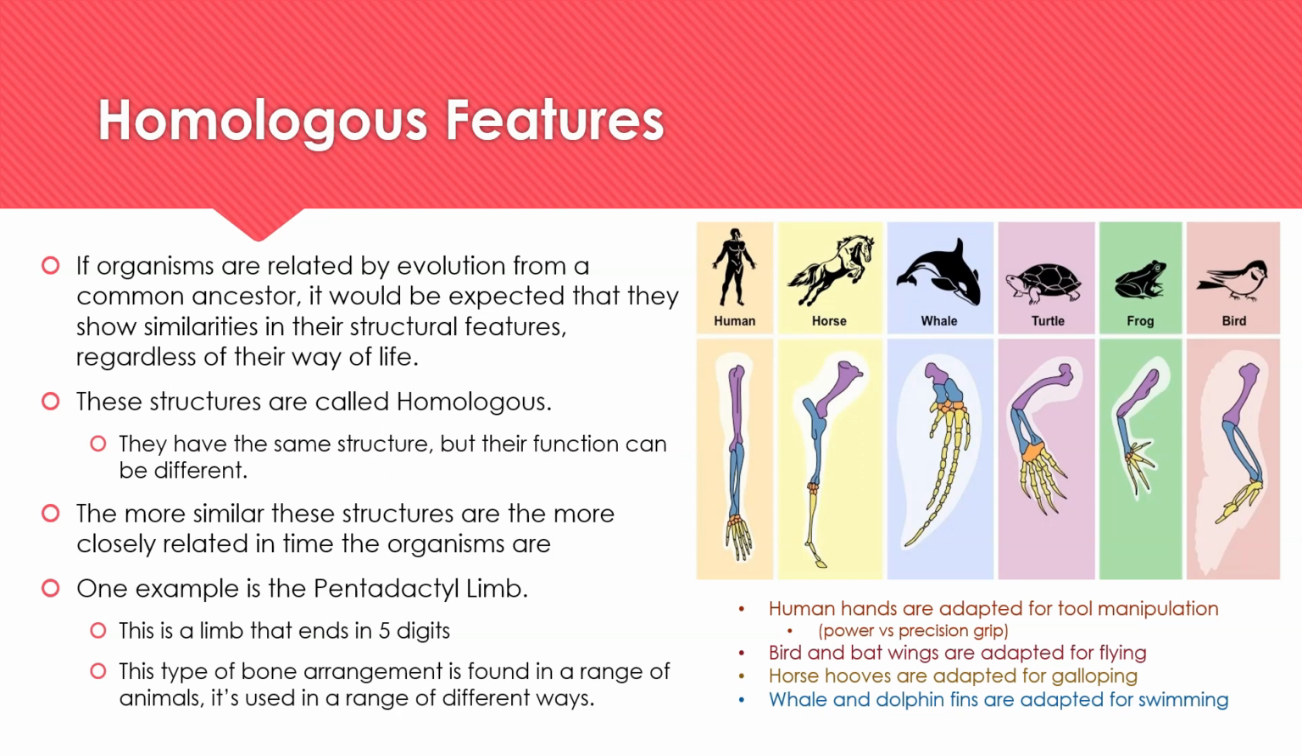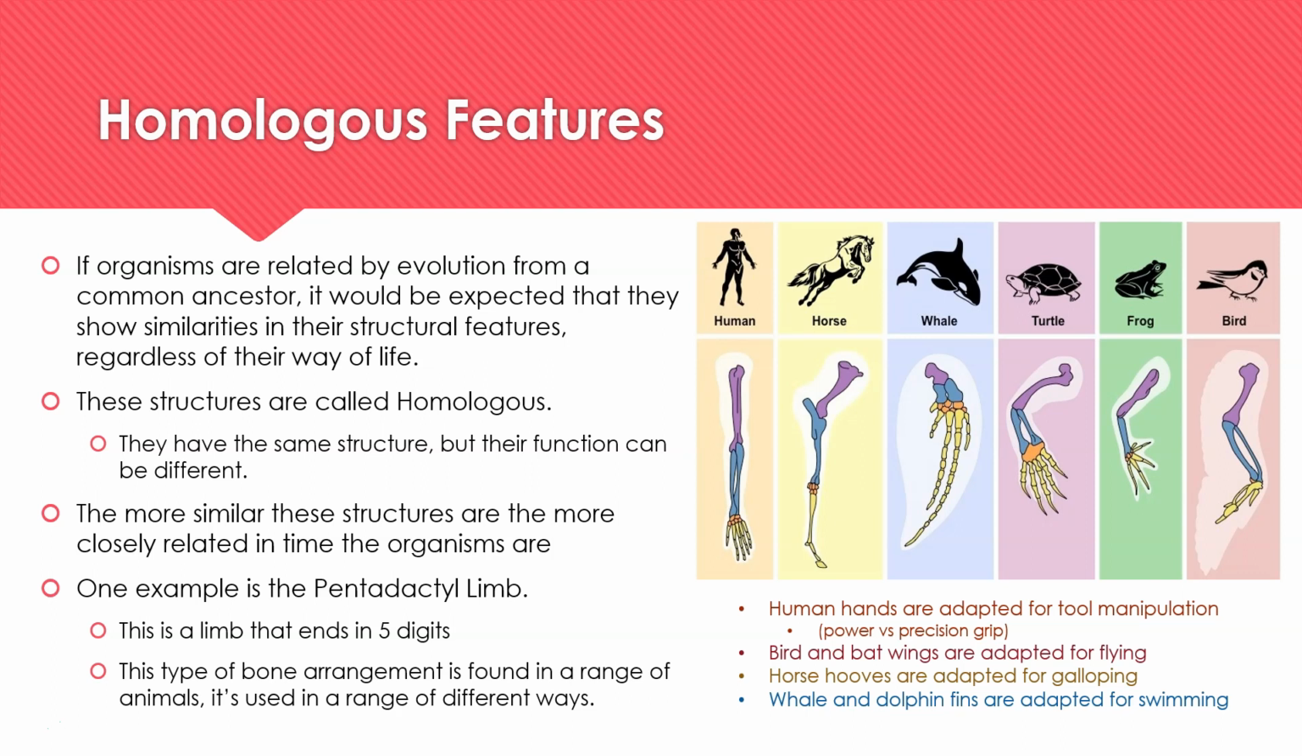And so what we can see here is a consistent base structure across all these organisms. And so you've got humans and horses and whales and turtles and frogs and birds, and they all have some variant of this pentadactyl limb. And it's the bone arrangement in particular. You'll notice that the diagram has it color-coded. And so the underlying structure is the same. That's where the homo part of homologous comes from. That's because they have the same structure.